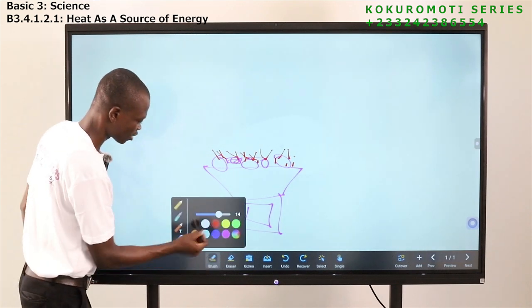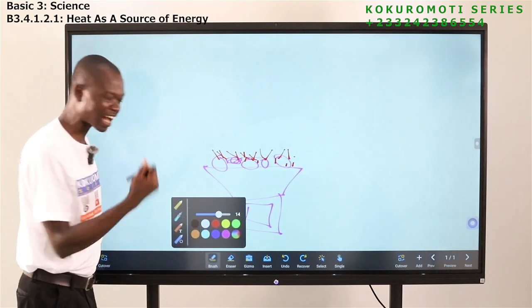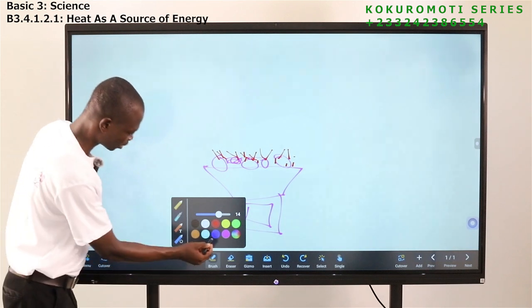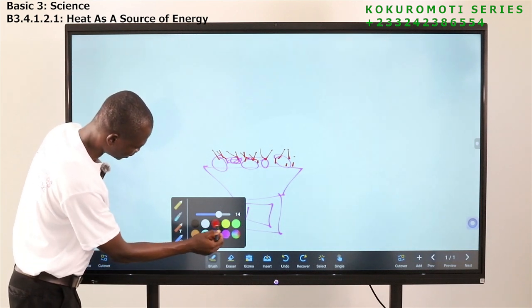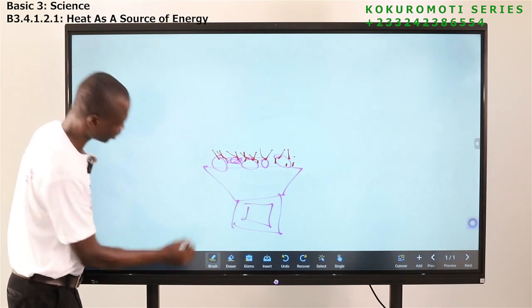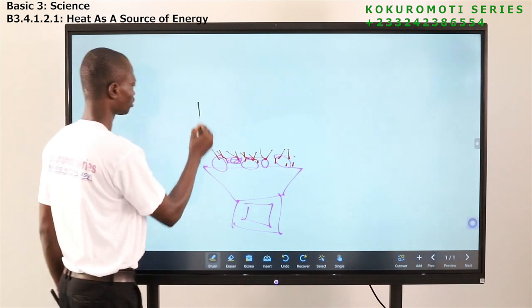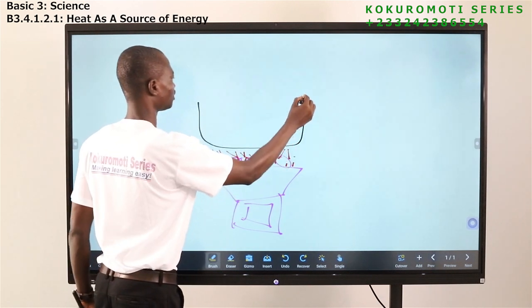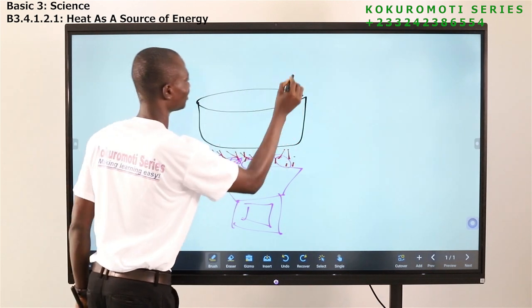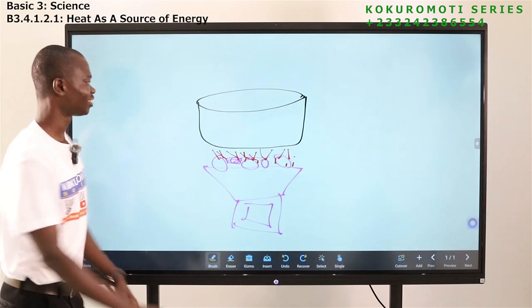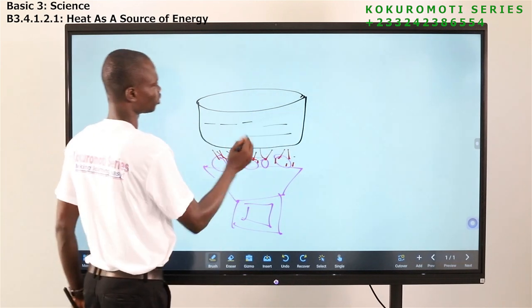Now you are preparing your food. Let's see how heat works. You are preparing your food. So you put your utensil. This is your utensil. So you pour water in it.